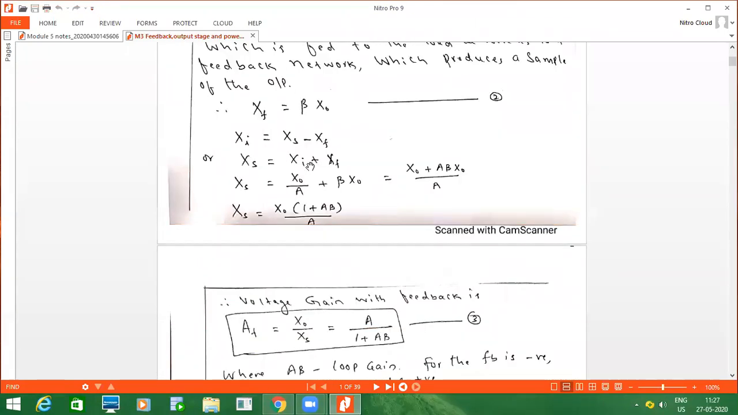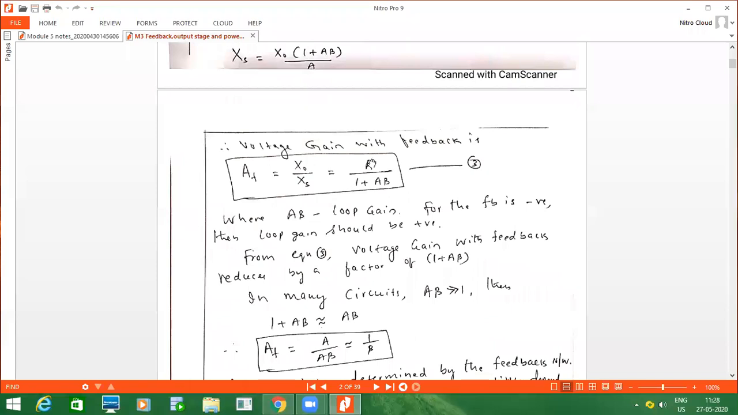What is the remaining? A divided by 1 plus A beta. A stands for the gain of an open loop amplifier, beta stands for the feedback factor, and A beta stands for the closed loop gain. Closed loop gain means the A is found in the amplifier block and beta is found in the feedback network. The closed loop gain is represented as A beta.